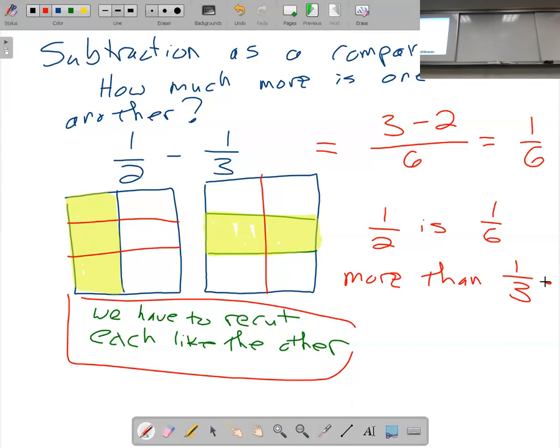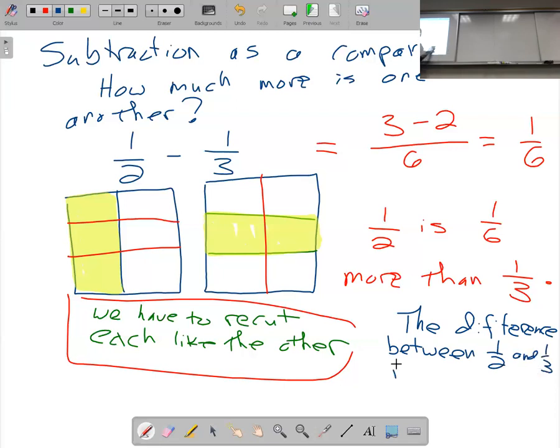Okay. Yeah. The other way we could write this, we could say the difference between 1/2 and 1/3 is 1/6. And we talked about the word difference before when we were talking about the comparison model. The answer of a subtraction problem is called the difference. 1/6 is the difference.